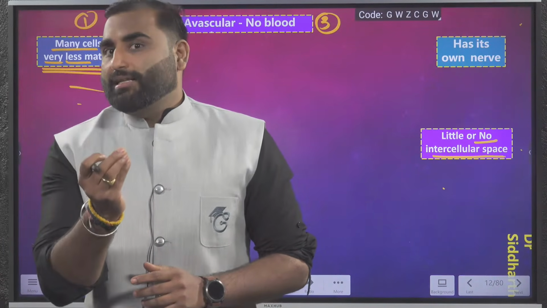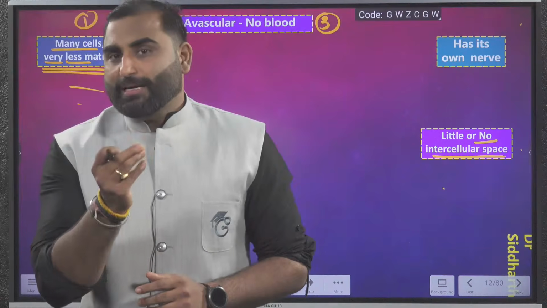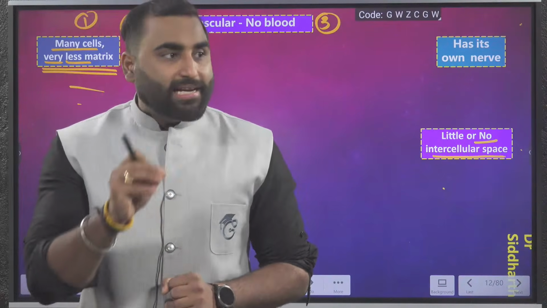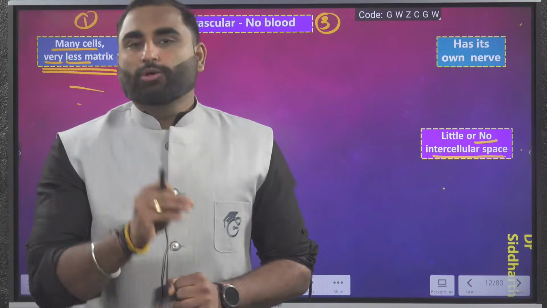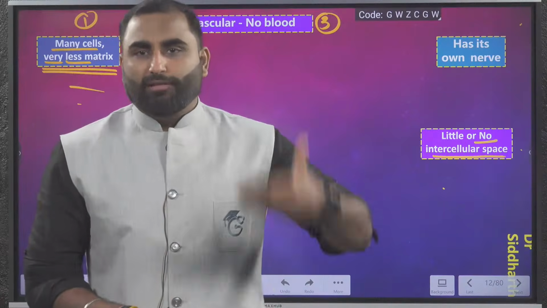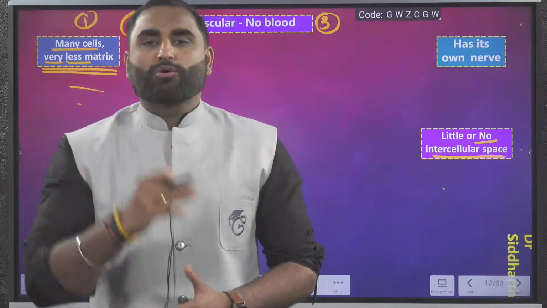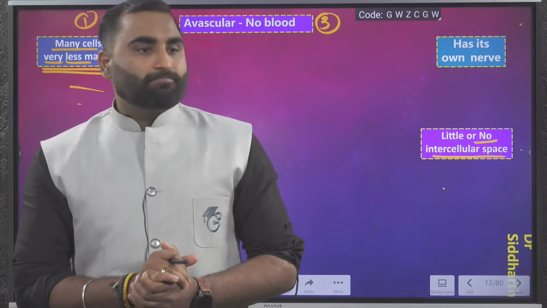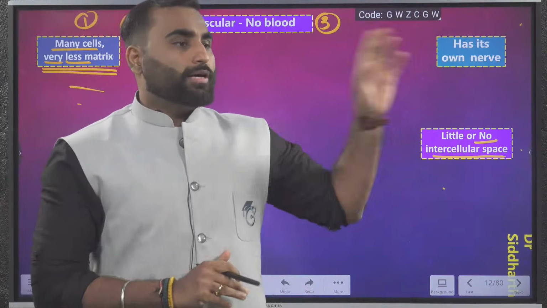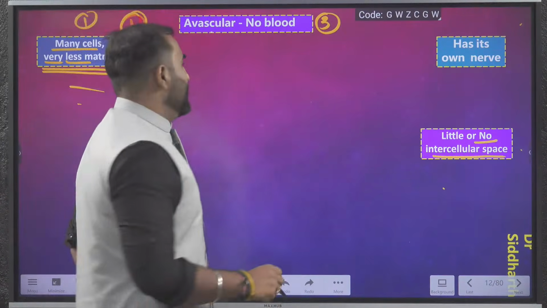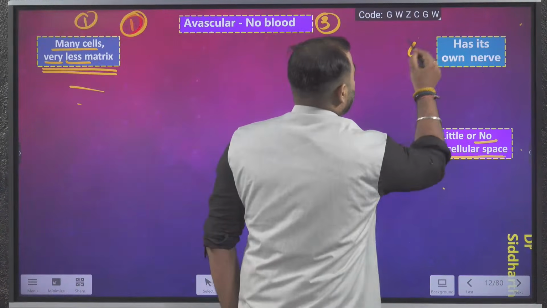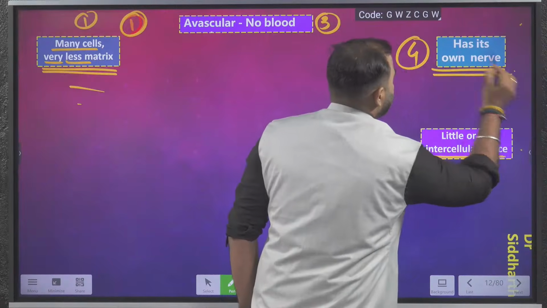Sensory nerve endings are there. They are modified in the form of receptors. So whenever you apply any stimulus, they are going to generate a nerve impulse that will go to your CNS, and the brain is going to respond to that. Are we clear? So here we will say that the fourth point is that it has its own nerve supply.